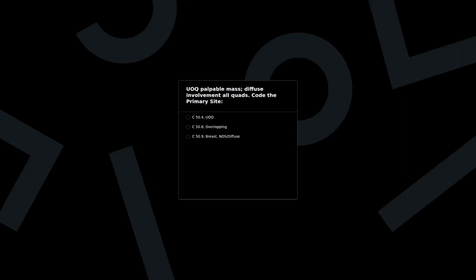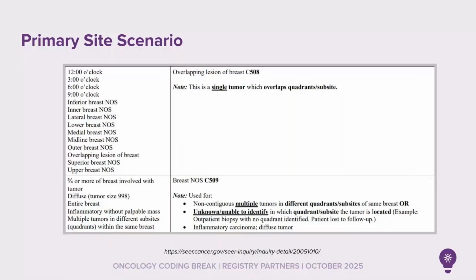Okay, it looks like just about everyone has voted. About 60% is saying C50.9, 20% is saying C50.8, and 22% are saying C50.4. Okay. So the answer is A, C50.4, upper outer quadrant.